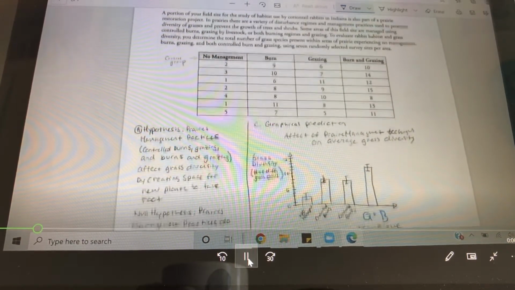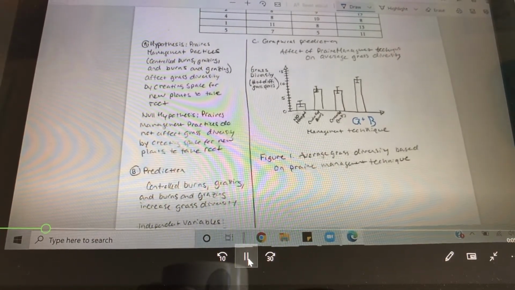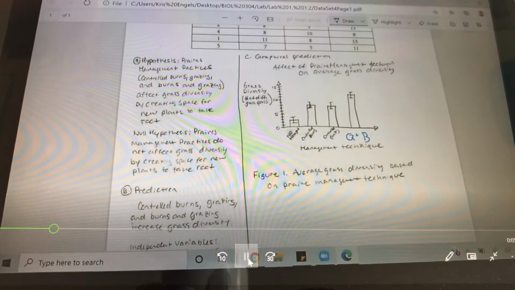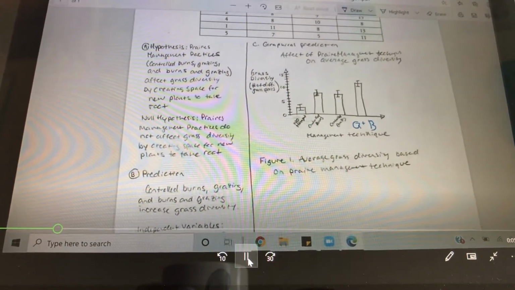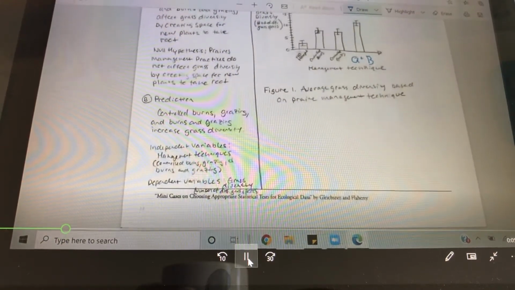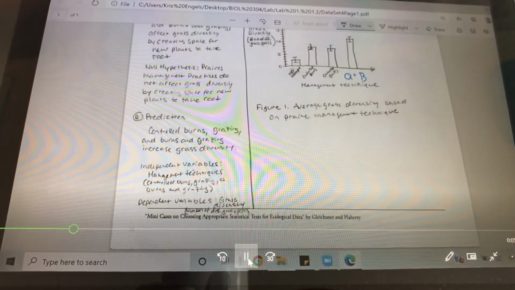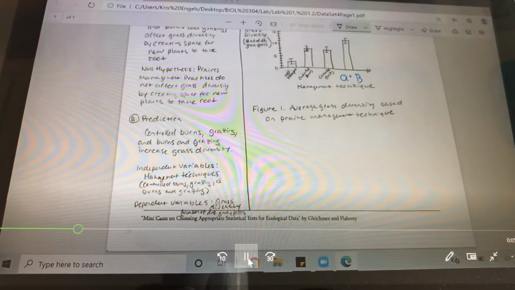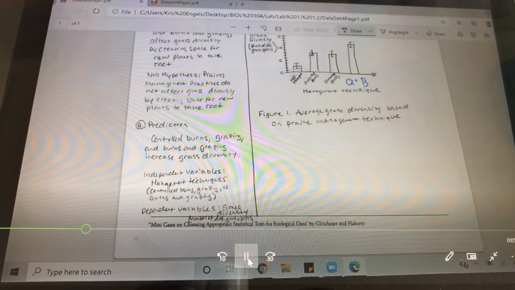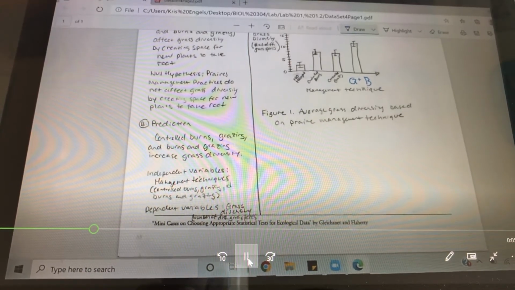So our hypothesis was that prairie management practices affect grass diversity by creating space for the new plants to take root. And so we figured the null hypothesis was that the practices do not affect grass diversity by creating space for the new plants. Then our prediction was that the controlled burns, grazing, and the combination of both of them would increase the grass diversity. Our independent variables were the different management techniques, and the dependent variables were then the grass diversity and the number of different grass species present.